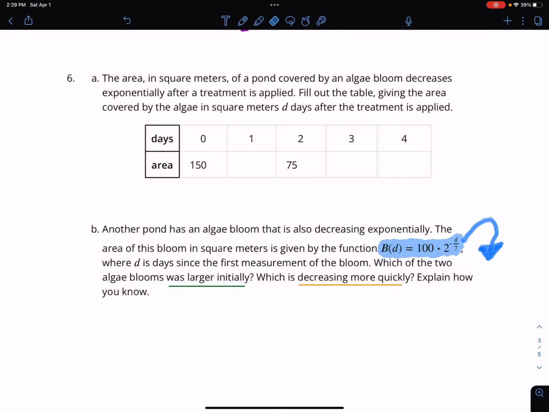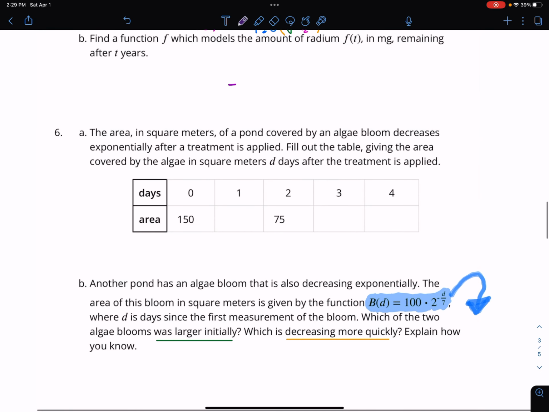Oh my gosh, I can't believe we finally made it to the end. Here we are, question number 6. The area in square meters of a pond covered by an algae bloom decreases exponentially after treatment is applied. I'm going to fill out the table. All right, here, let's picture time. Let's make some little pictures, all right?